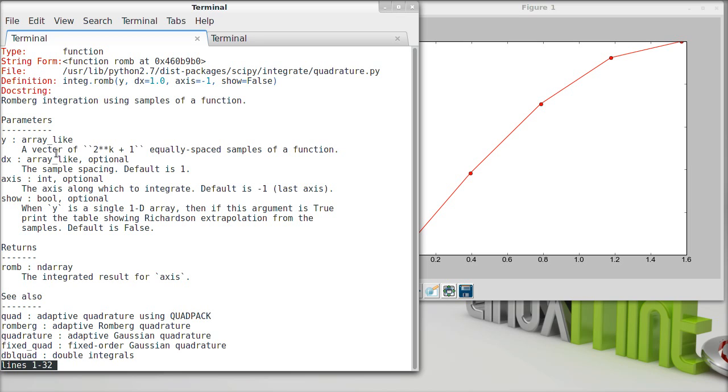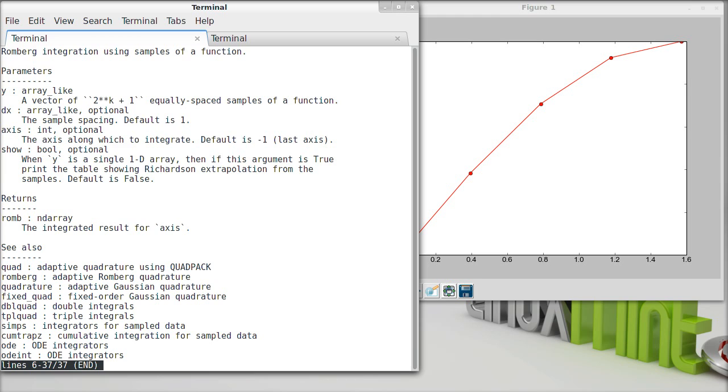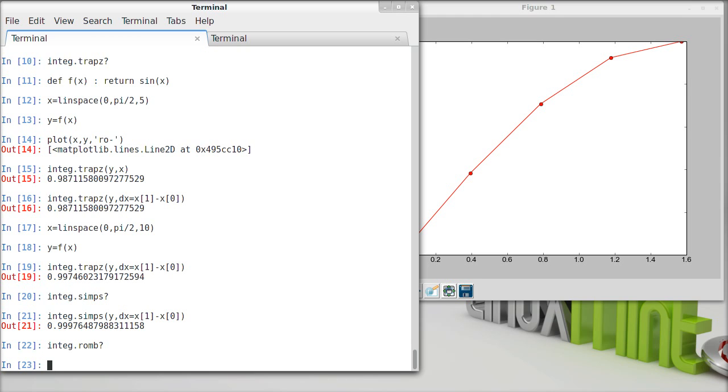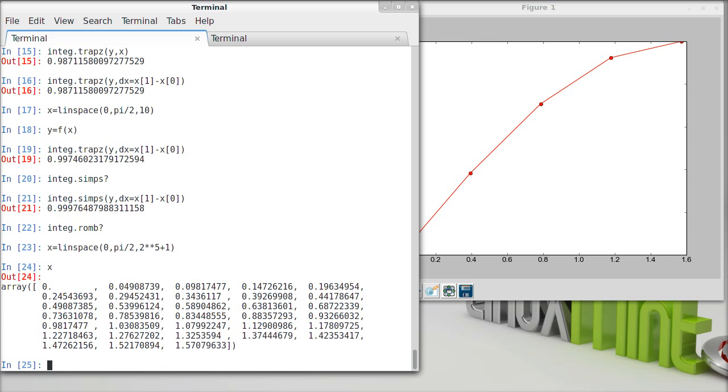Furthermore, y has to be a vector with 2 to the k plus 1 equally spaced samples. Okay, and it's important that we have this exact number because of how Romberg integration works. We have the axis thing again, which we're not going to worry about, and show, which will give us more details. Okay, so we'll look at that in a second. So what that means is we should regenerate this, and do 2 to some k. Let's choose 5. So 2 to the 5 plus 1 points. Okay, so those are my new x values.